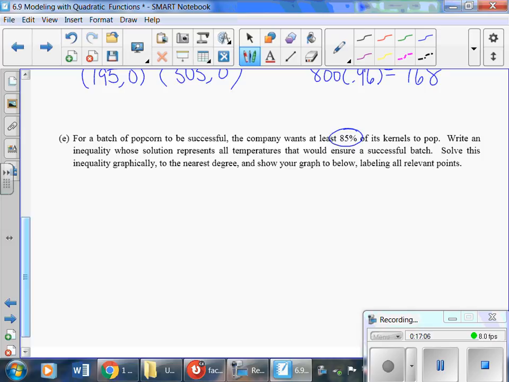So basically, all they're asking you to do here is to take our original equation, which is negative 1 over 250 t squared plus 2.8 t minus 394. We want that to be greater than or equal to 85%. Now, I'm going to use percentages here. I'm not going to use 0.85 because it's telling us to do it in terms of percentages. All right? So it says write the inequality, and it says solve the inequality graphically, which means we're allowed to use our calculator.